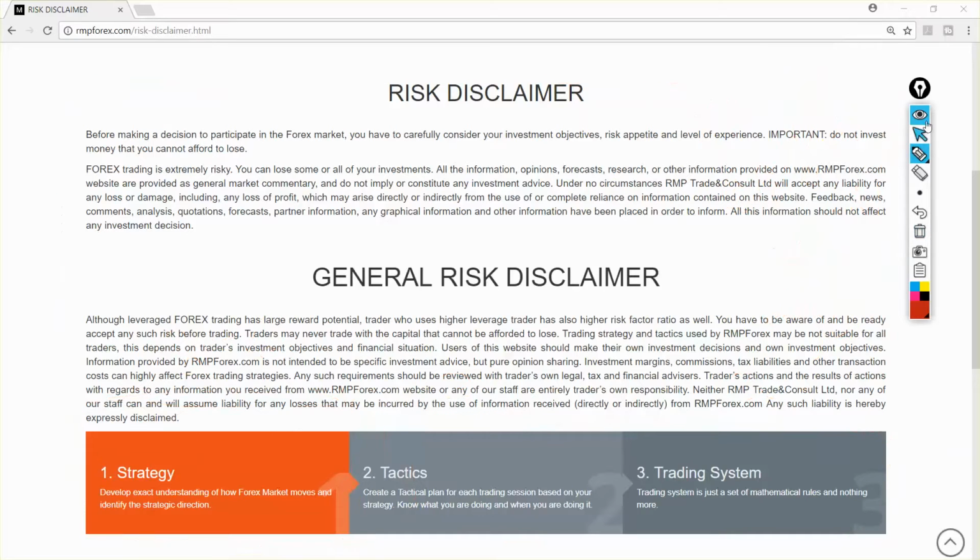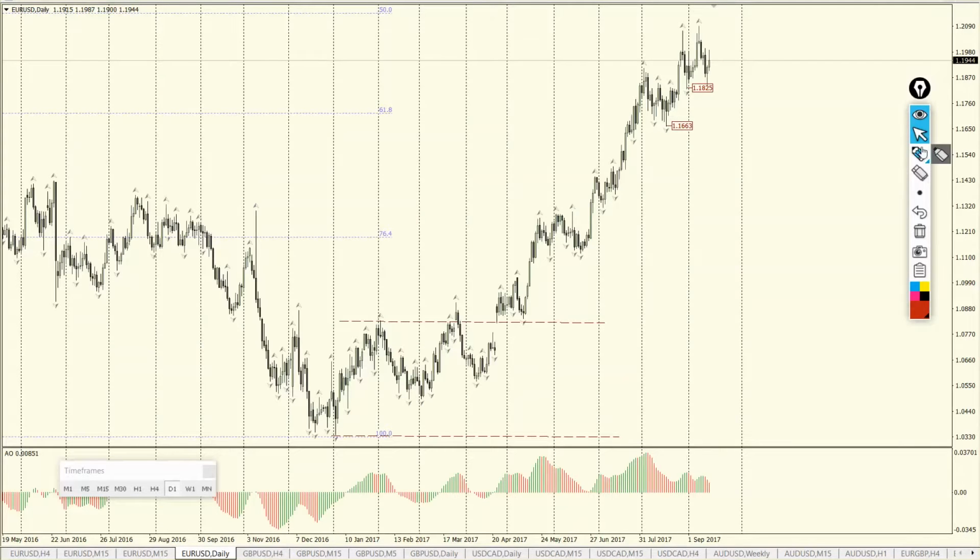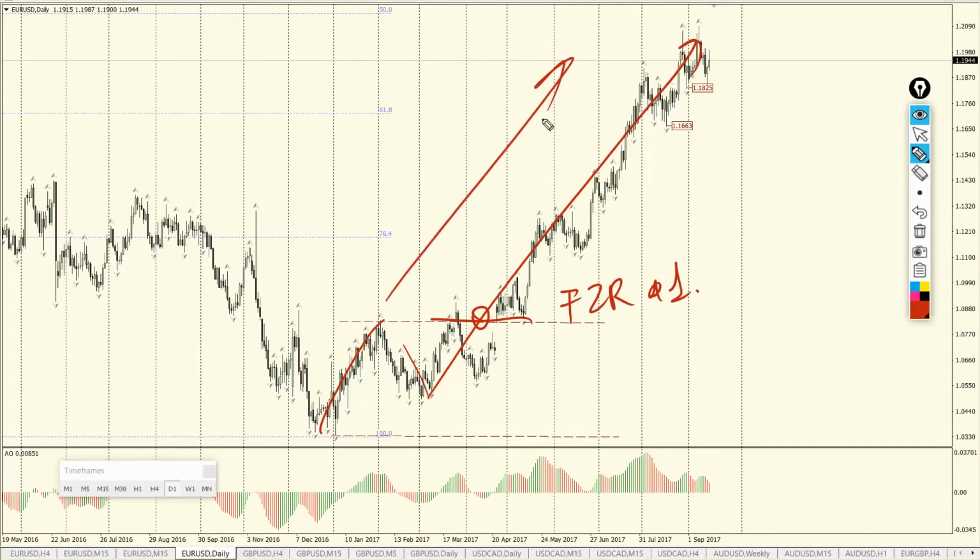The first pair is EURUSD against US dollar. For those of you who are watching longer time frames, just a reminder that we have here an FZR of D1 time frame level, and this pair is in a trend phase up of D1. Here is the pivot. As long as this pivot is not broken, the trend of D1 will remain and will keep going up.